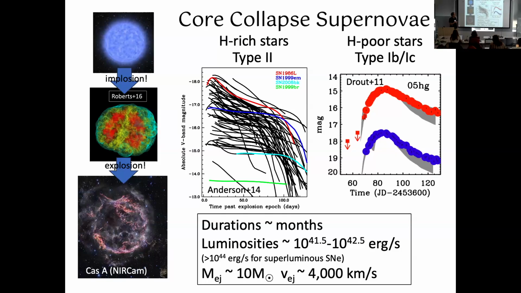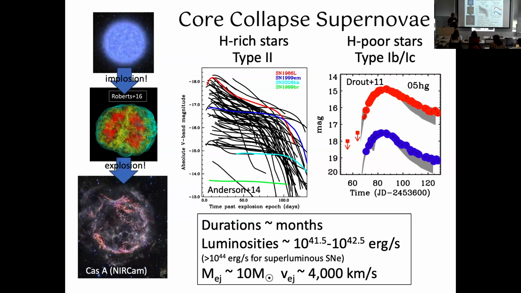The difference is, type IIs phenomenologically sometimes get these plateau phases powered by, well, they're not powered by, but mediated by the recombination of hydrogen. And the type Ibc tend to evolve a bit faster, but typically speaking, we have durations of several weeks to months. Luminosities are a little bit lower typically than that of type Ias, maybe 10^42 ergs per second is typical, although we have extreme examples of superluminous supernovae, which are much brighter.